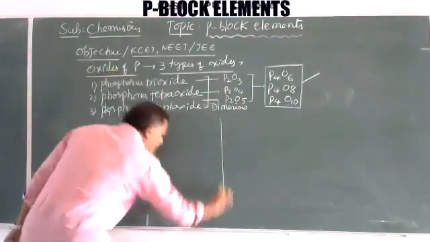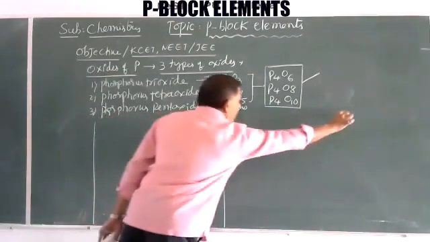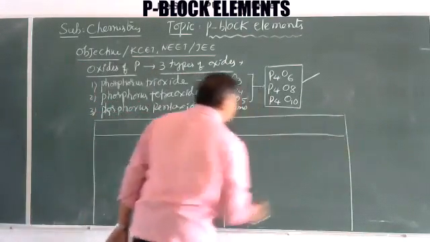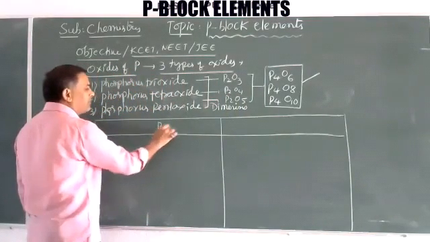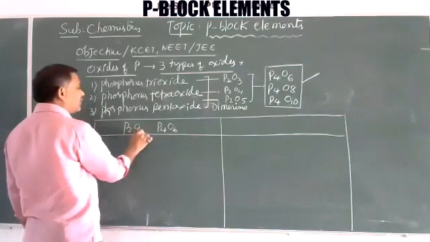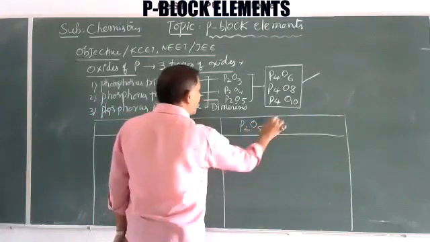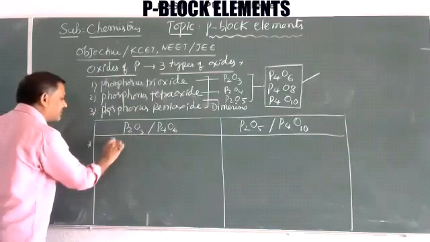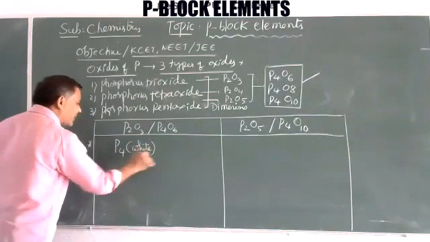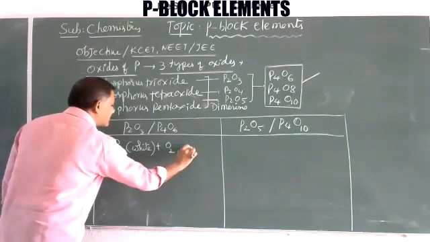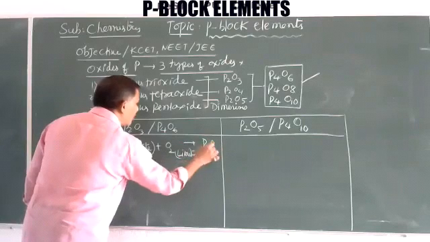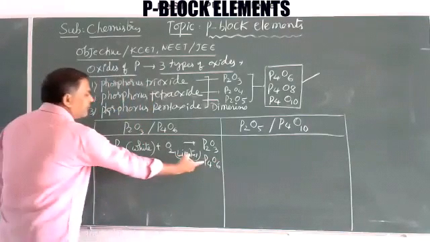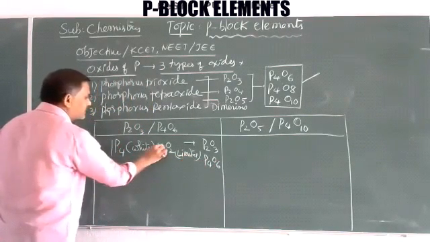So here, for the trioxide and pentoxide, make two important columns. Now the preparation methods: here it is P4O6, or take it as P2O3, and here P2O5 or P4O10. The first, simple preparation method is P4, white phosphorus, which is more reactive, with oxygen in limited supply. Then it gives P2O3, or if dimerized, we can take it as P4O6. Taking 1 mole, the 6 means 3 moles balanced.